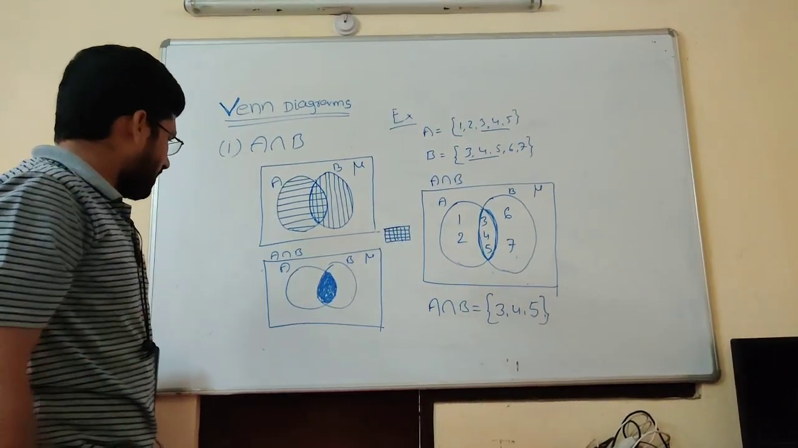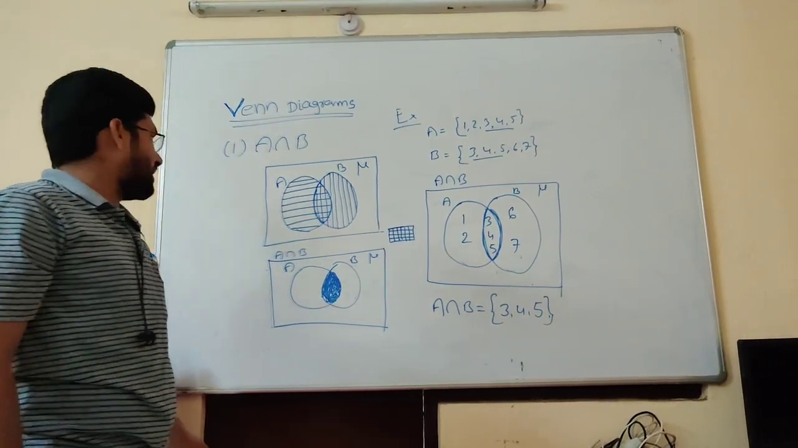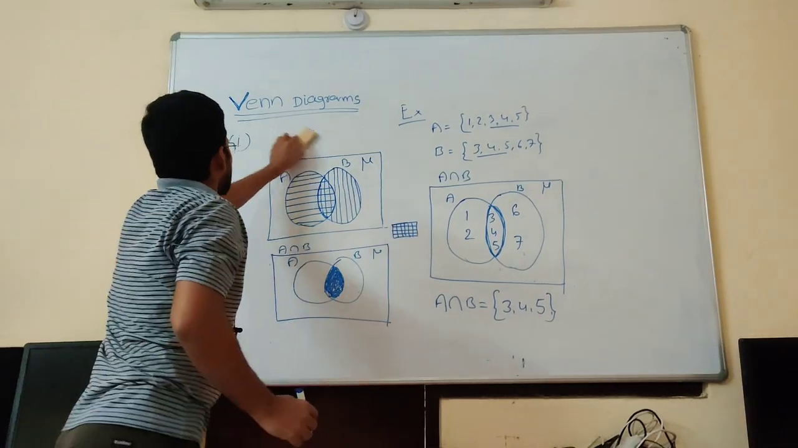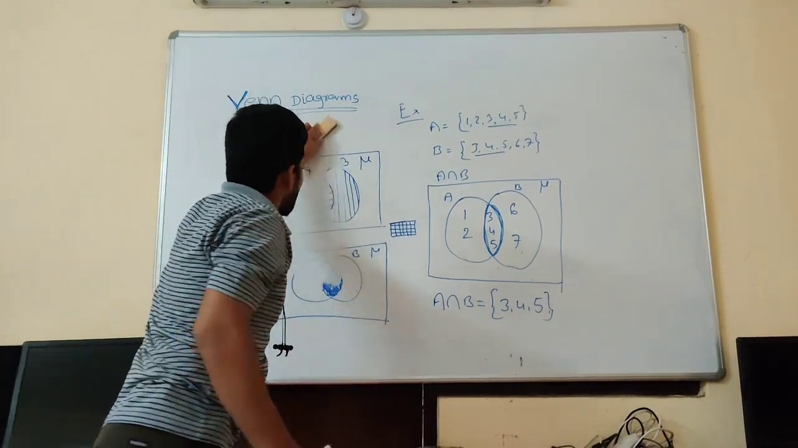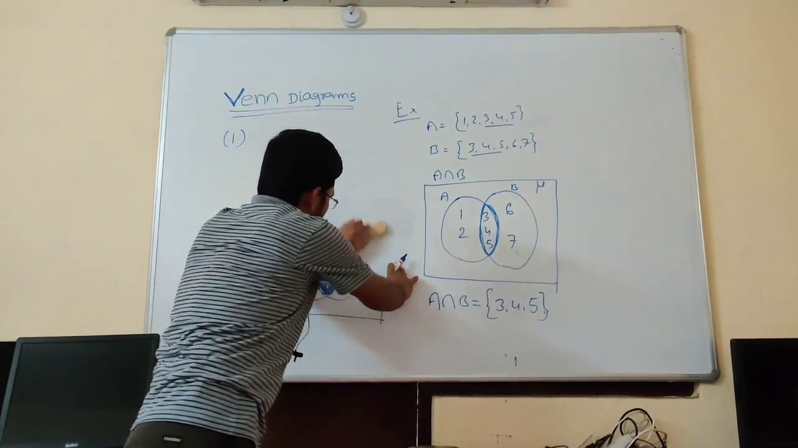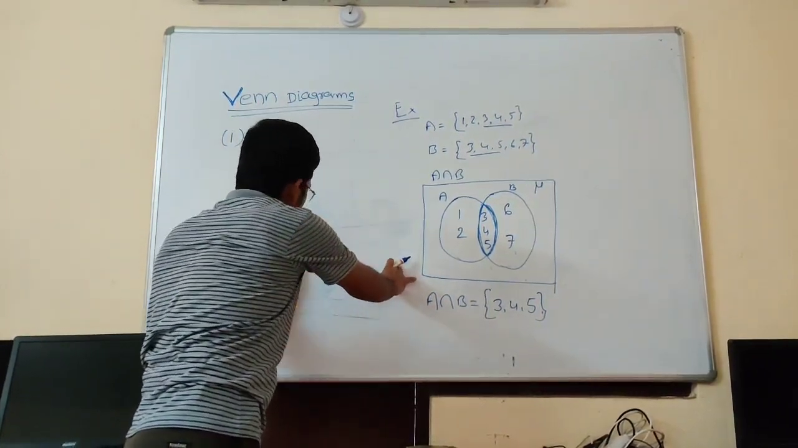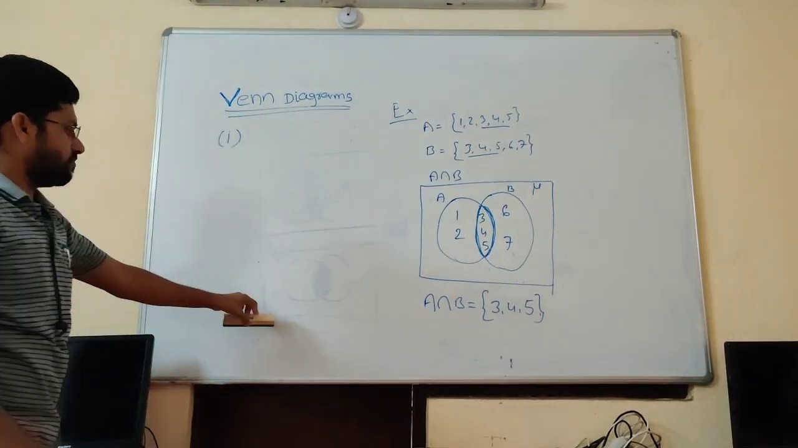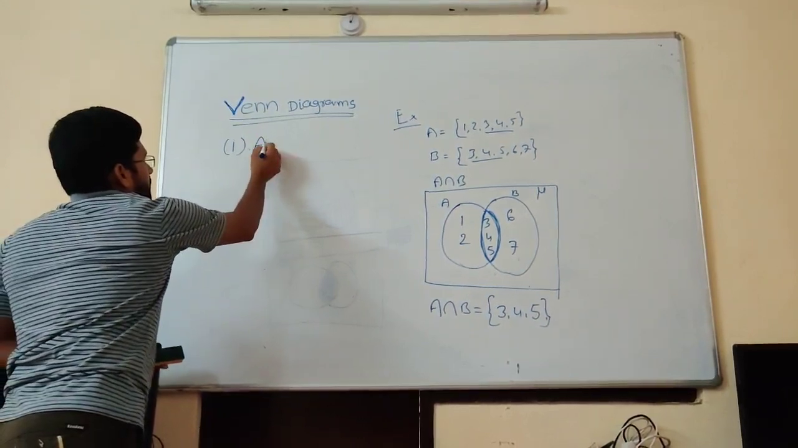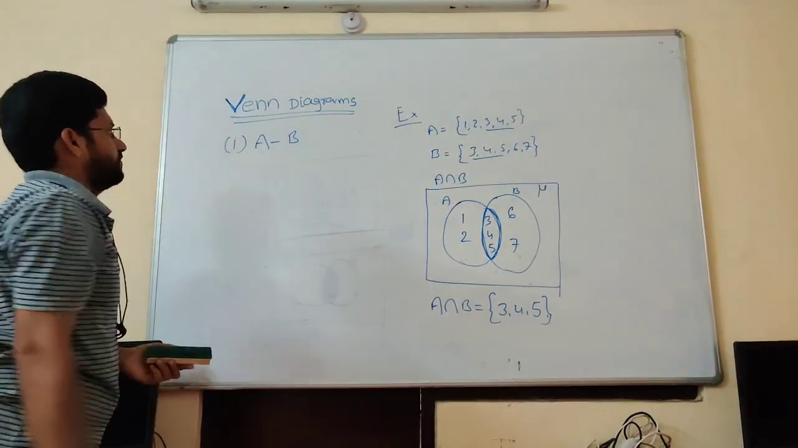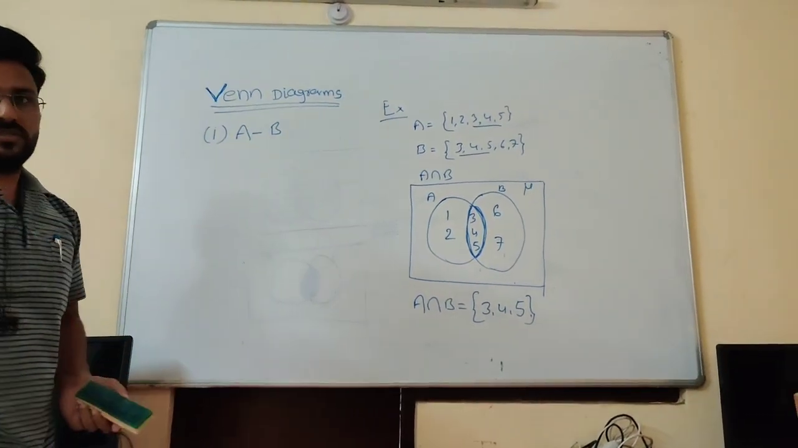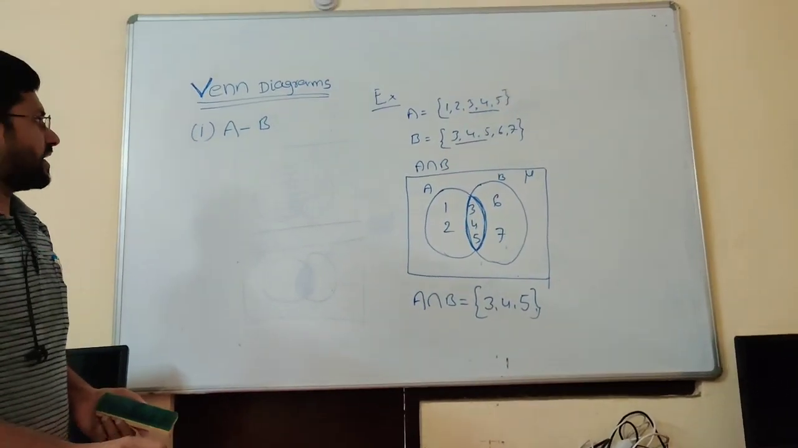Now we can go for another concept, that is one more Venn diagram, A minus B. A and B are the two sets, and we have to represent A minus B in the Venn diagram.